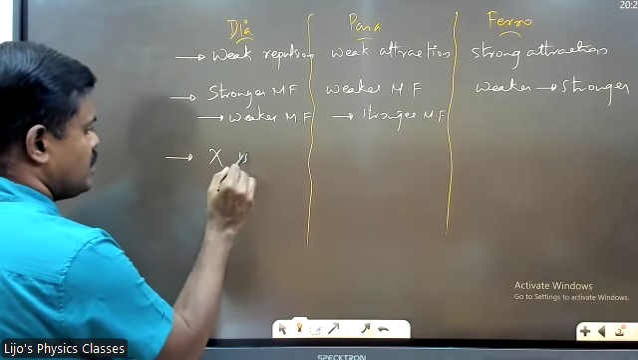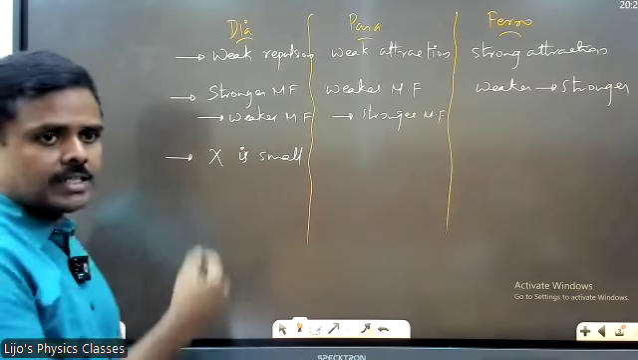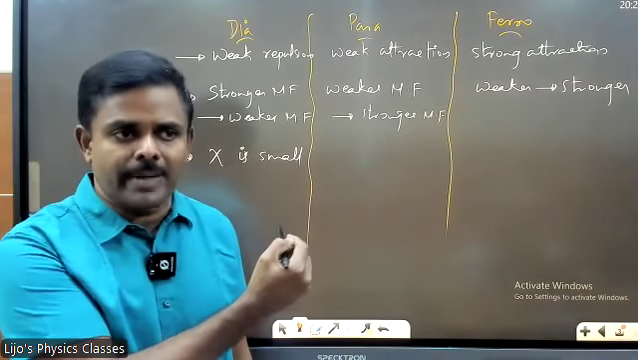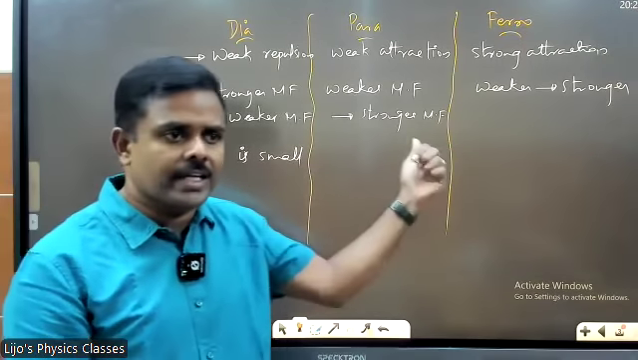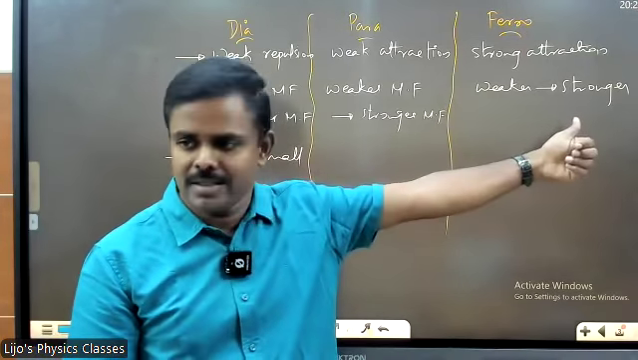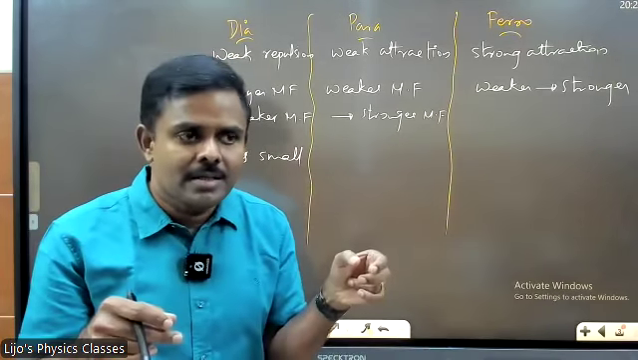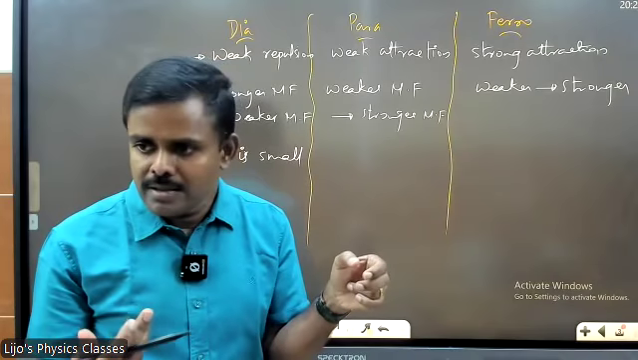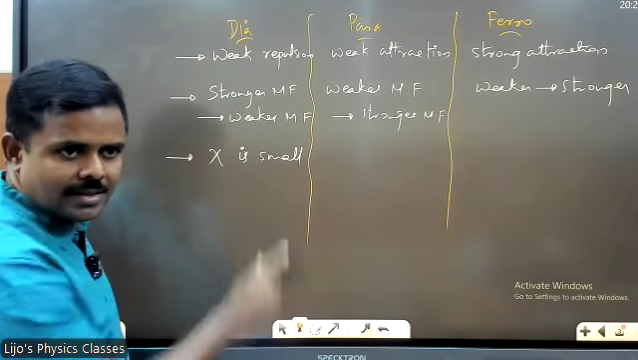Chi value is what? Chi value is small. Think of it this way. It is weak. I said weak repulsion, weak attraction, strong attraction. Correct. So this is weak. If I use the word weak, that means magnetization is difficult. So that means chi value is small. That makes sense, right?